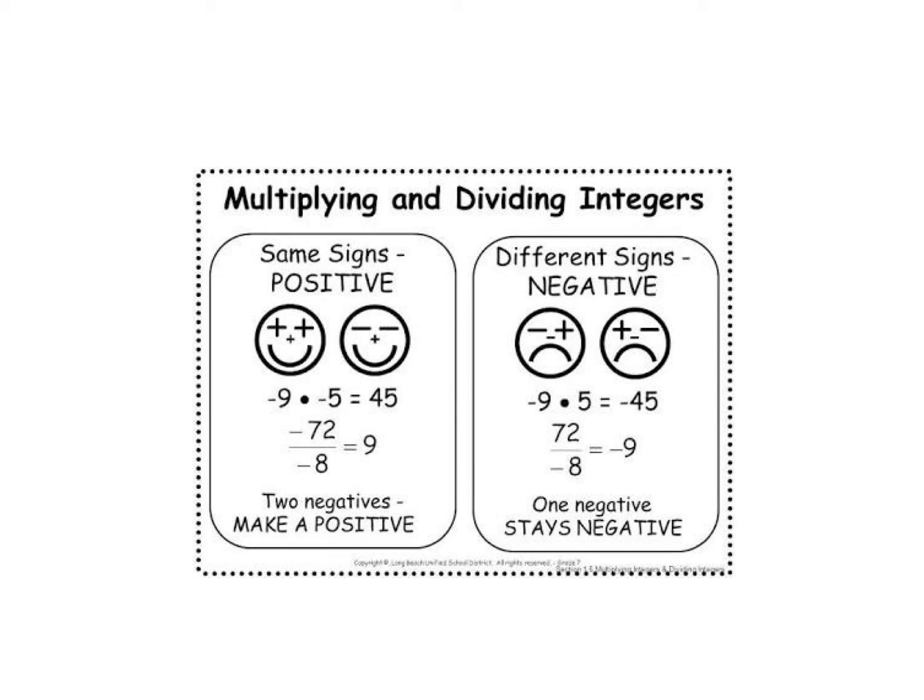So by way of concluding this video, if you have the same signs, so 2 positives or 2 negatives, they will stay positive. And if you have 2 of the different signs, they will stay negative. And that is pretty much everything to do with multiplying and dividing integers.